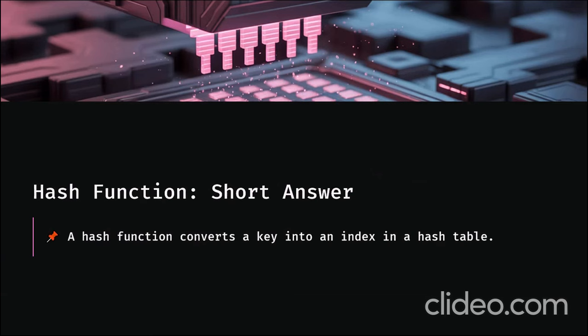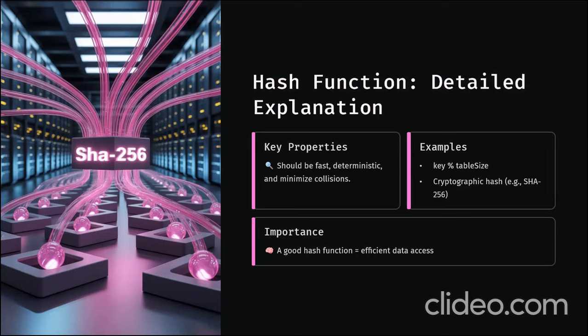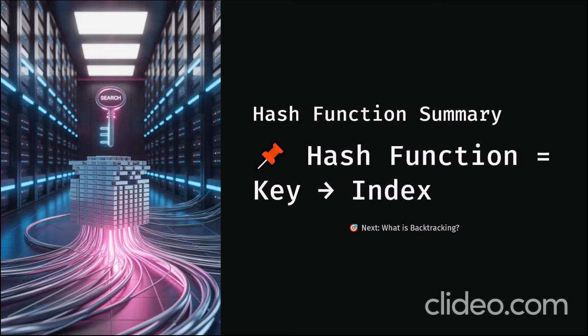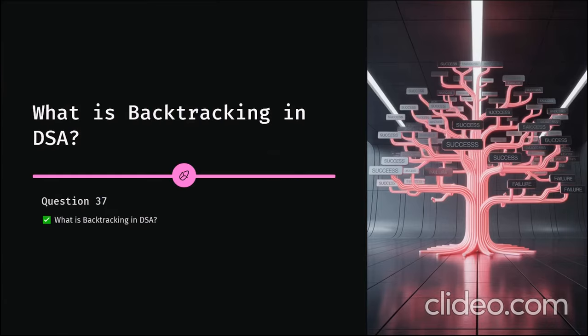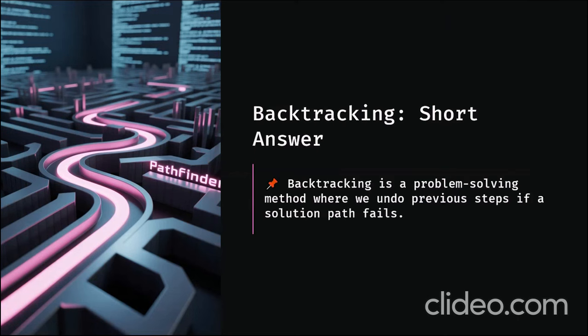Next is, what is a hash function? A hash function converts a key into an index in a hash table. So the key properties of hash functions: they should be fast, deterministic, and minimize collisions. Examples: key percentage table size, cryptographic hash. Importance is what? A good hash function is equal to efficient data access.